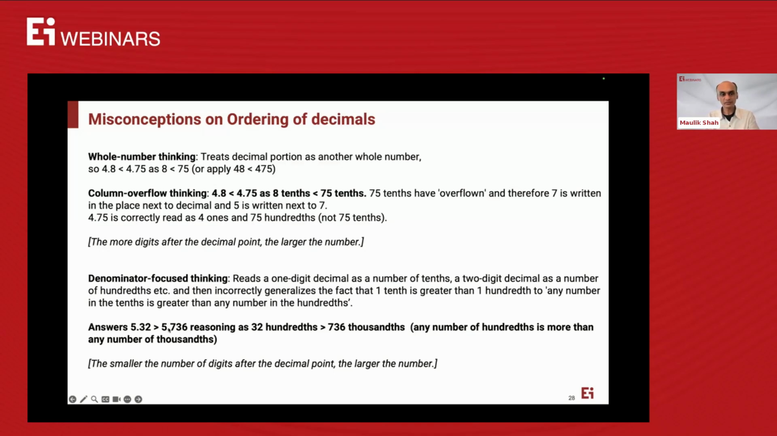There are some students who say 5.32 is greater than 5.736. Why? Because they see this as 32 hundredths and on the right 736 thousandths. Any number of hundredths is greater than any number of thousandths. Now that is the correct notion, but they are faultily applying it over here. And they get 5.32 is greater than 5.736.